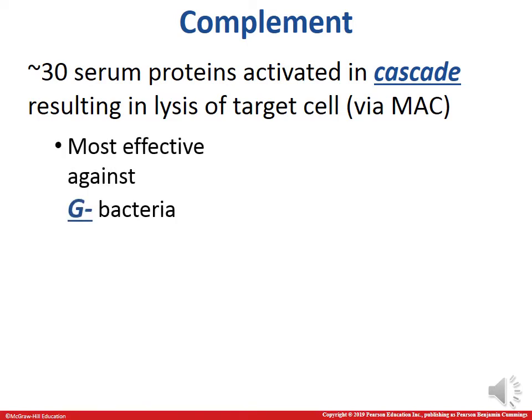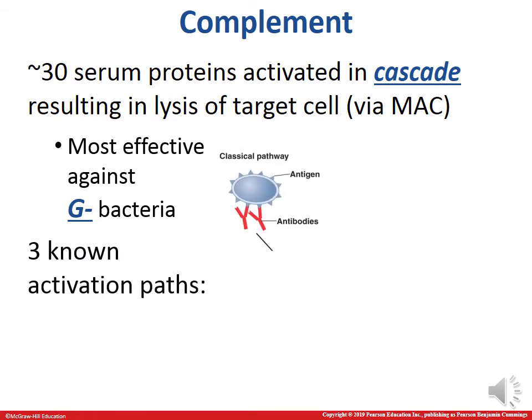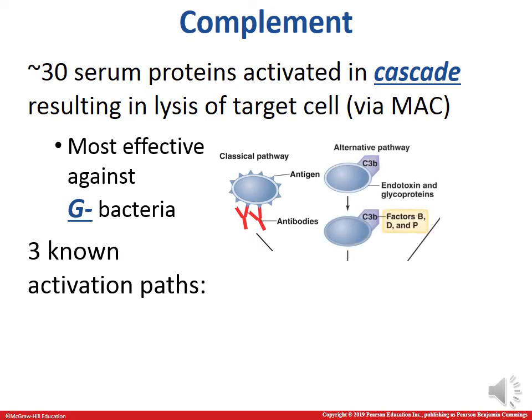Because gram-negative bacteria have such a thin cell wall, these little MAC proteins can find their way past the cell membrane, past the outer membrane, past the cell wall, and into the membrane of gram-negative bacteria. We have three ways that this can be turned on. One way is that if there's an antibody already present that is bound to a bacteria, in this case they're calling it the antigen, it's typically a bacteria, then the complement can stick to that antibody and progress through the cascade.